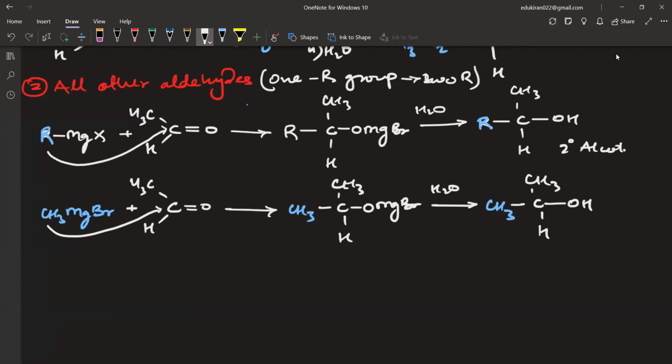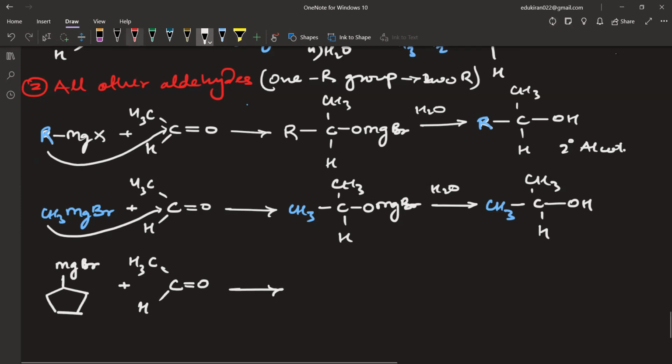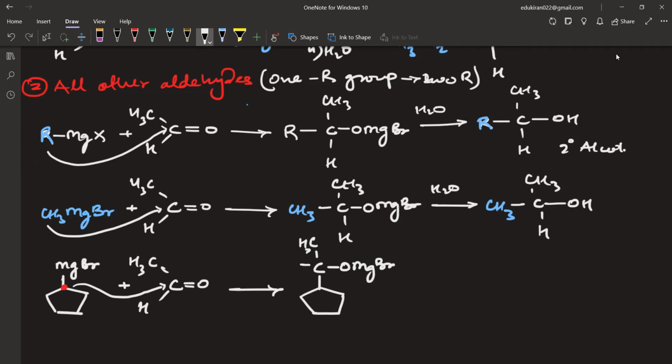You can have some big Grignard reagent also. You don't have to worry. For example, if you have something like this, let us say MgBr plus carbon with CH3 and one hydrogen, we have a double bond O. Now what is going to happen? This particular carbon atom, which is attached with magnesium, is going to attack this carbon atom, the carbonyl carbon. So I will just remove this MgBr and write it like this. It gets attached to this carbon atom. This carbon atom has one oxygen attached with MgBr, one CH3 as it is, and one hydrogen as it is.